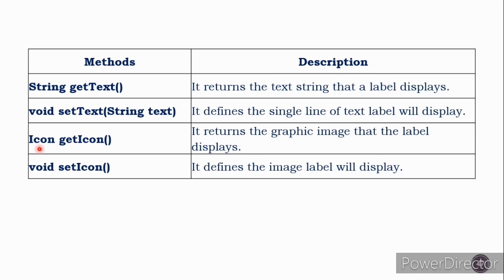Next, Icon getIcon. It returns the graphical image that the label is displaying. Whichever image the label is displaying now, we can get that image by using the getIcon method. Next, void setIcon. It defines the image on the label. On the label, whichever image we want to display now, we can set that image by using setIcon.